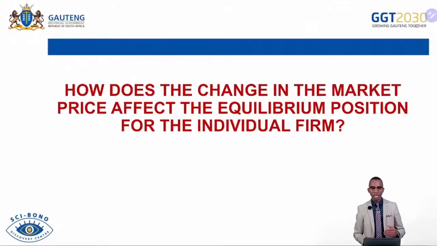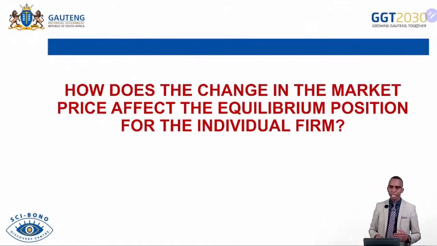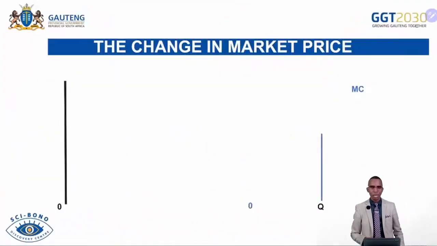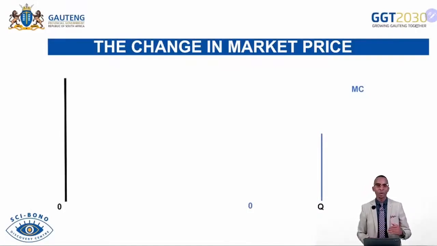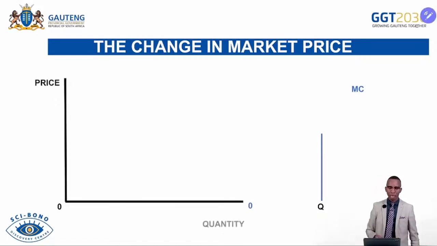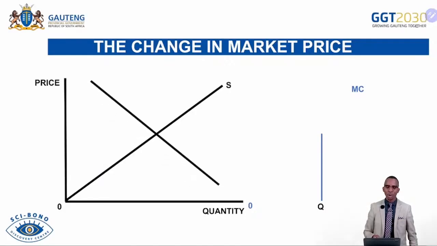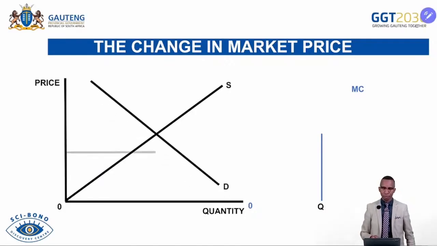So how does the change in the market price affect the equilibrium position for the individual firm? We are answering the question. So now we are looking at if ever the industry or the market determines a higher price, how will that affect what we call the individual firm? The same graph will come back, but there will be a slight difference that you will see, a slight change on the new demand curve.